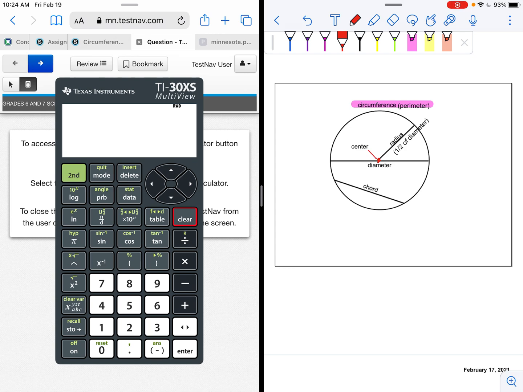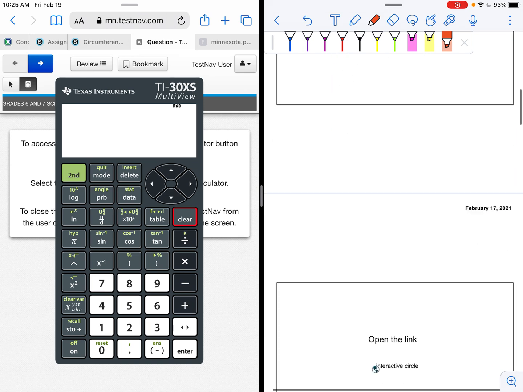This special piece right down here is called a chord. And a chord is just a line segment that touches the perimeter of a circle in two spots. And so actually a diameter is a chord, but it's a special kind of chord because it does run through the center of the circle. So you can refer back to this as you need to.